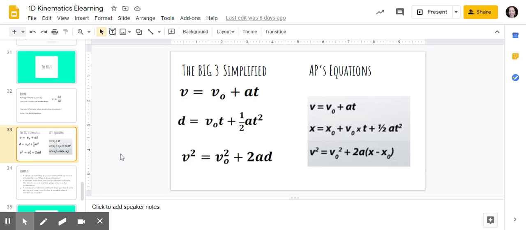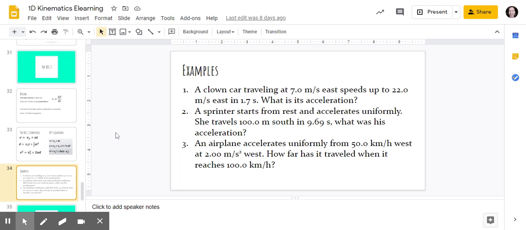All right. So that covers our big three. I'm going to do a quick example problem, and then we'll move on to free fall. So we have this quick example. A clown car traveling at 7 meters per second east speeds up to 22 meters per second east in 1.7 seconds. What is its acceleration?